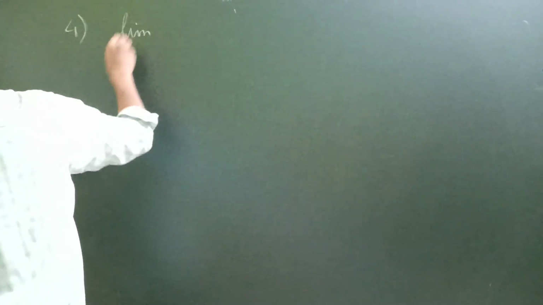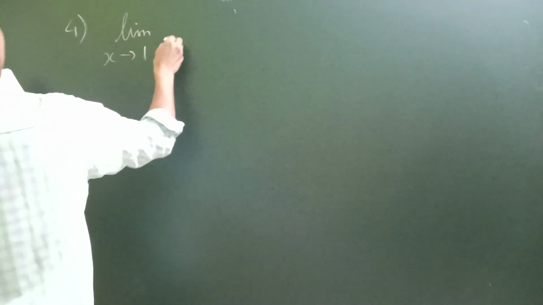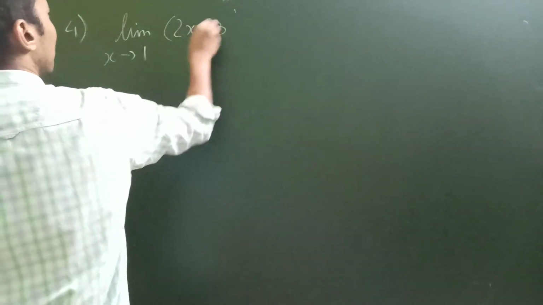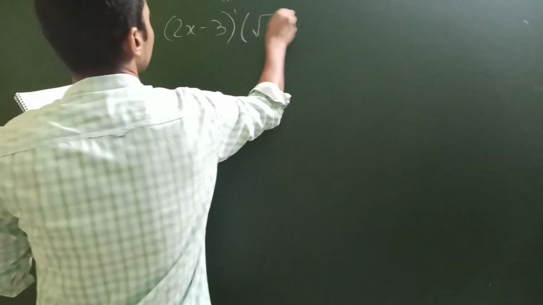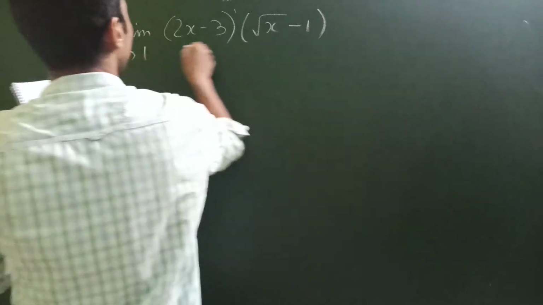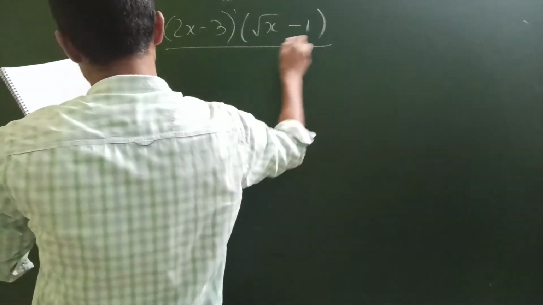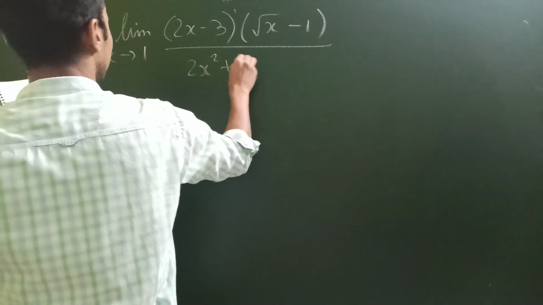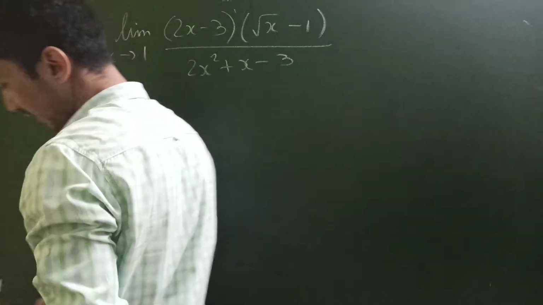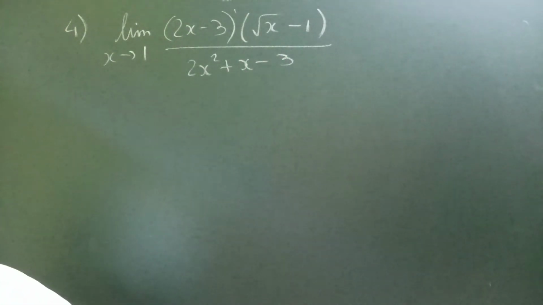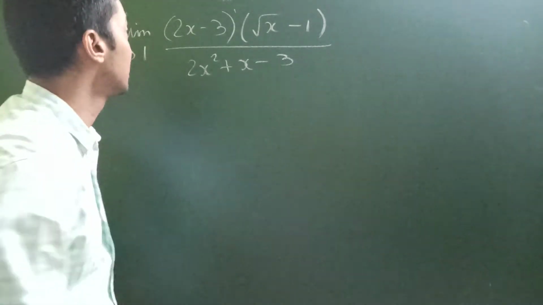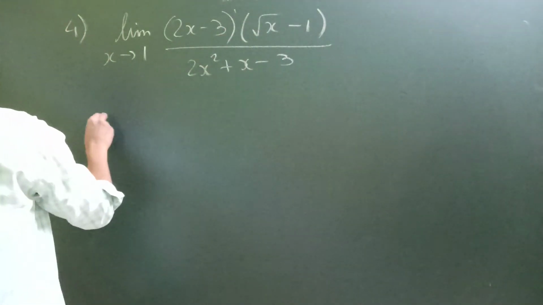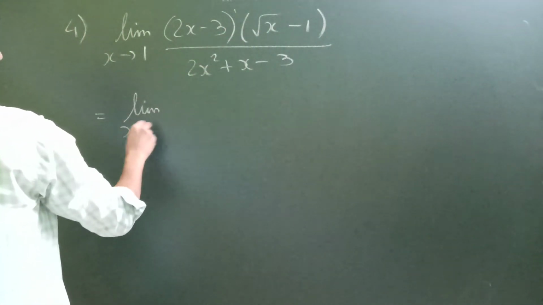Okay, another question. Limiting value as x tends to 1 of (2x minus 3 root of x minus 1) upon (2x square plus x minus 3). So here also the same thing again, we will get 0 by 0 if we put x equal to 1. So what we will do is we will try and simplify.